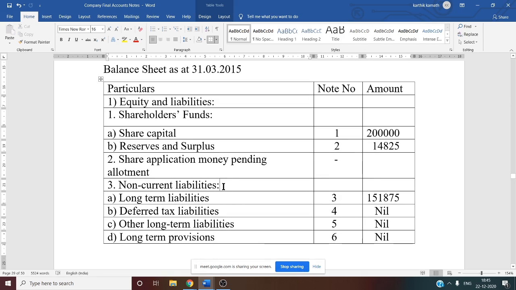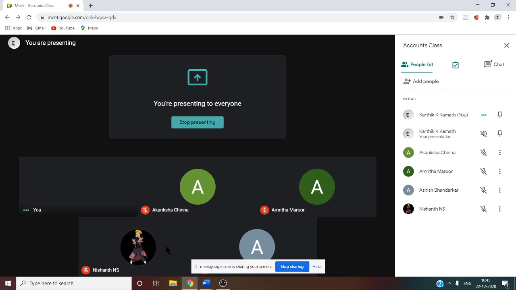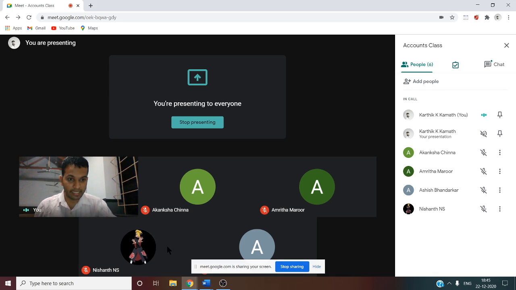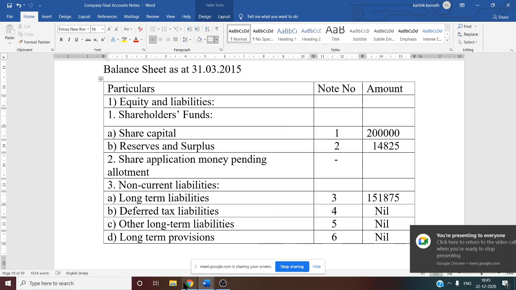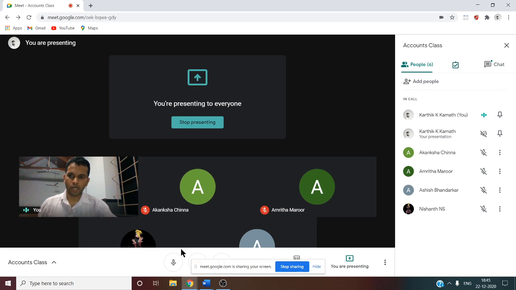Third heading under liability. Major four headings are there. Under the third main heading, non-current liabilities, if you see, there is long-term liabilities, that is note number 3. Whether this is long-term liabilities or long-term borrowings, can you tell me? Note number 3. Whether it is long-term liabilities or long-term borrowings, or whether there is a typing mistake. Can you tell me now? Yes, tell me. Long-term liabilities or long-term borrowings?